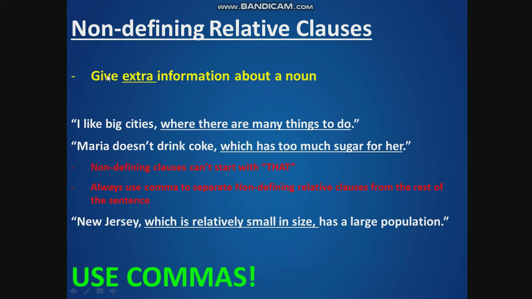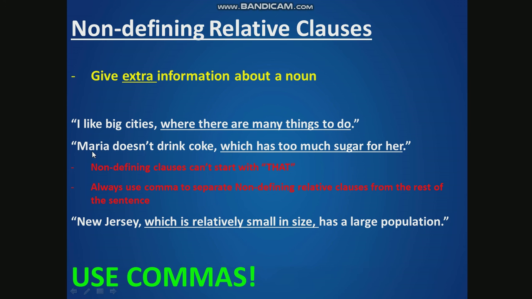Okay, non-defining relative clauses. These give extra information about a noun. Just extra information. For example, I like big cities where there are many things to do. Here, I can put a period here, and it makes sense. It has context. The person likes big cities. It doesn't need this. This gives extra information. It doesn't need this part.